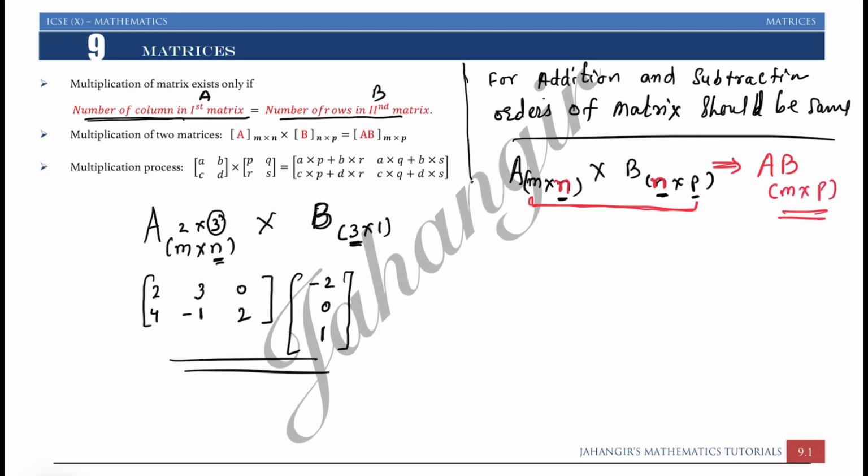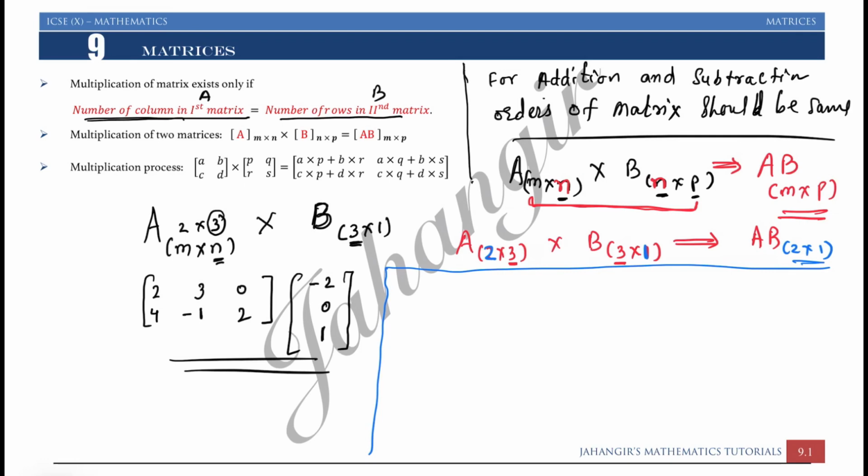So if I have matrix A that is 2 by 3, multiplied by matrix B that is 3 by 1, the answer AB will be in the form of 2 by 1, since 3 is common. The answer will be in this format. I will explain this later. First I will explain how to multiply. So pause the video and write all this down. Then I will explain how to multiply.